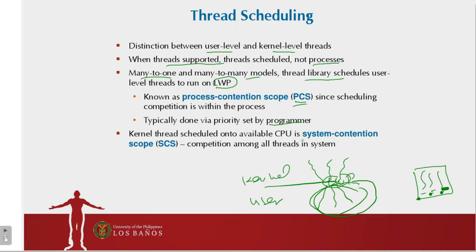Now, in the system contention scope, the competition or the scheduling will happen in the entire system, among all threads in the system. So we have other threads here from other processes, and they will contend with all the threads in the system. That's the difference between the two.